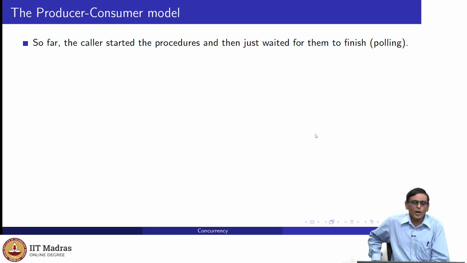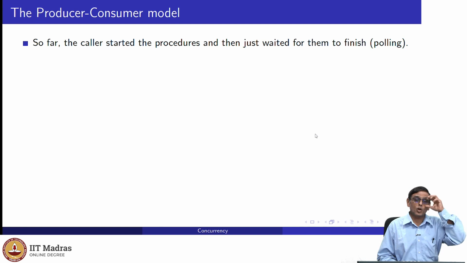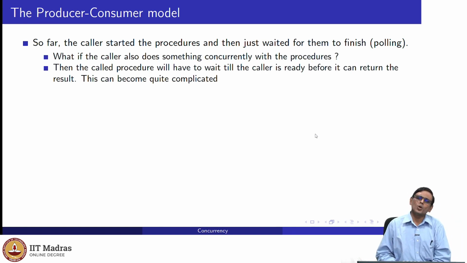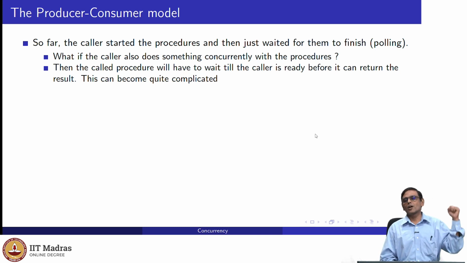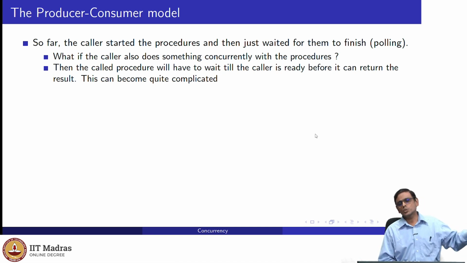So far, what we saw is that the caller started the procedures and then just waited for them to finish, which is what we call polling. Now what if the caller does not want to wait, and wants to do something else concurrently? It may turn out that the caller calls the procedure, say math teacher, and asks it to find the average. The caller is also doing some work.